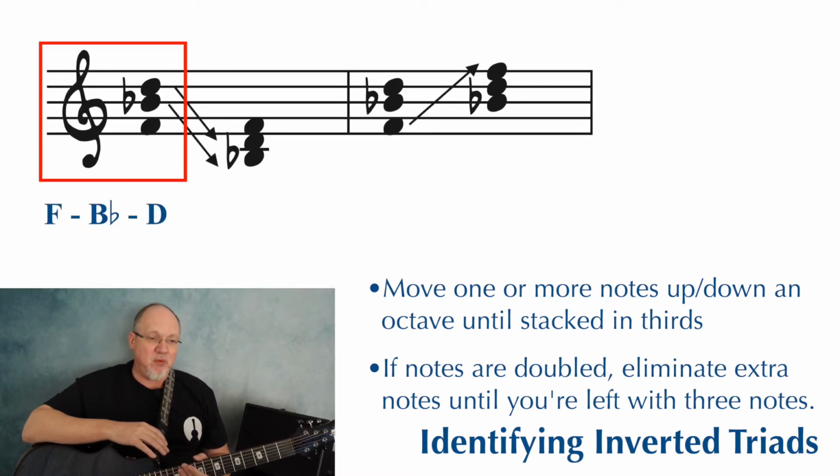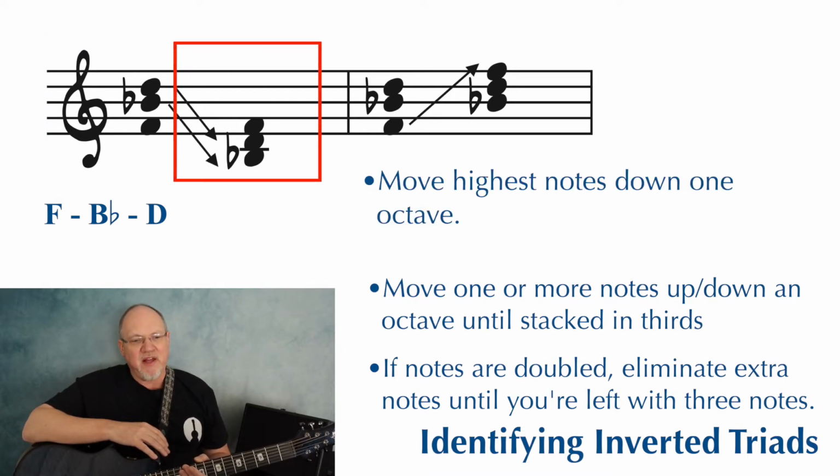From bottom to top, we now have an F, a B flat, and a D. I can move that upper B flat and D down an octave, so those notes are stacked up in thirds. And then you can figure out from there, it's a B-flat major chord.